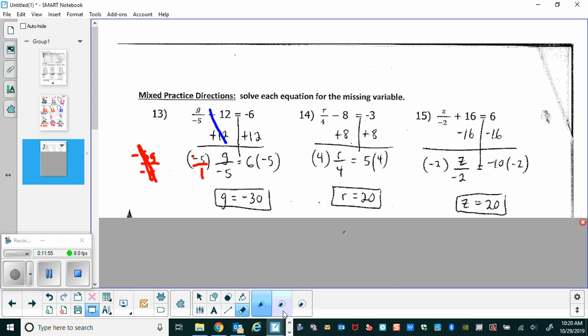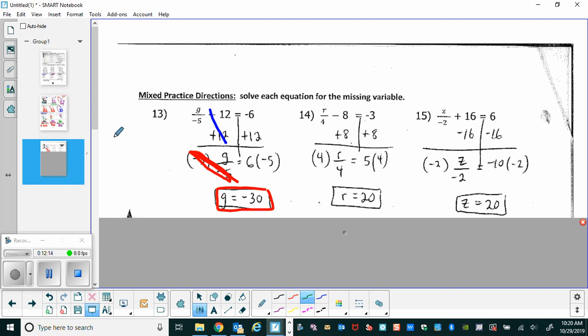So I actually never take the time to write all of that. I just put, if it's dividing by negative 5, I'm going to multiply by negative 5. And then I just slash it out like that. And we have the multiplication property of equality that says what you do on one side over here, you've got to do over here. And so 6 times the negative 5, we're going to get our negative 30.